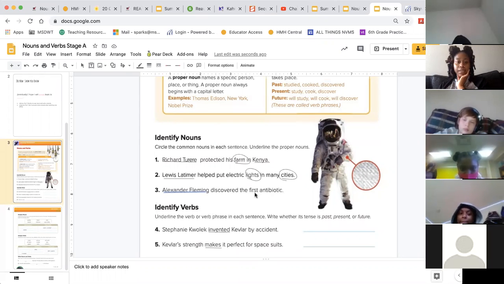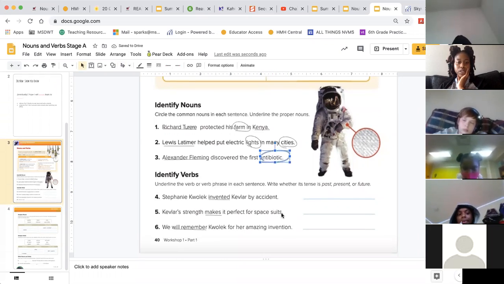Good, antibiotic. So we're going to circle. Oh, that's a line. That's not going to work. We're going to circle antibiotic. Okay, that is our common noun. Now we're going to move on to verbs. It says underline the verb or verb phrase in each sentence. Write whether it's past, present, or future. So I've already underlined it for you.